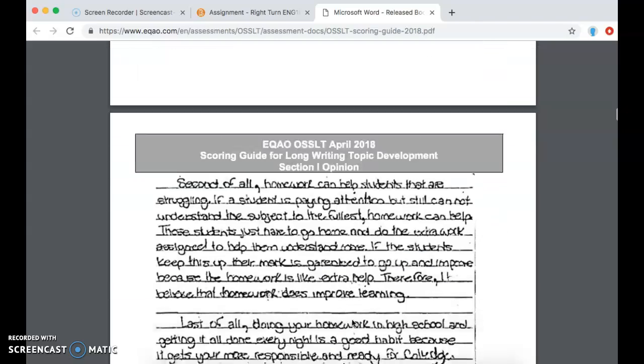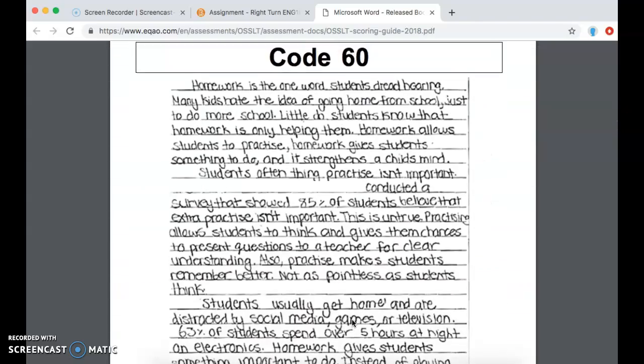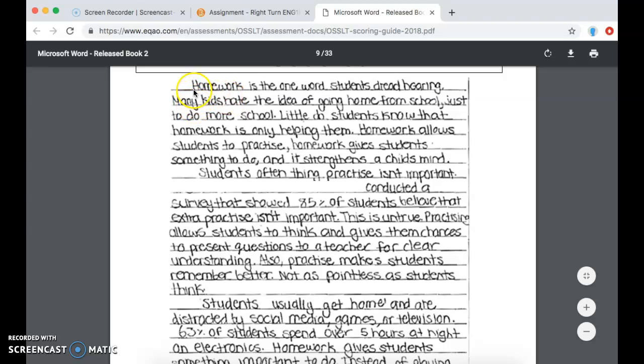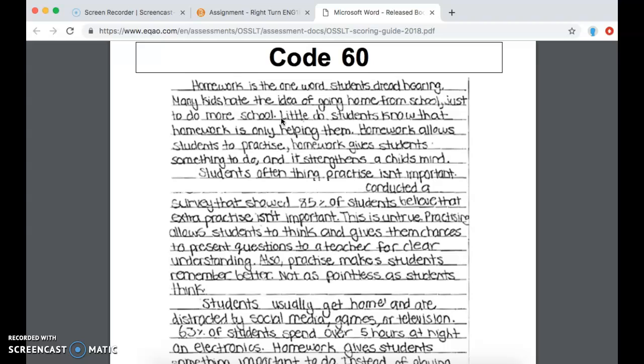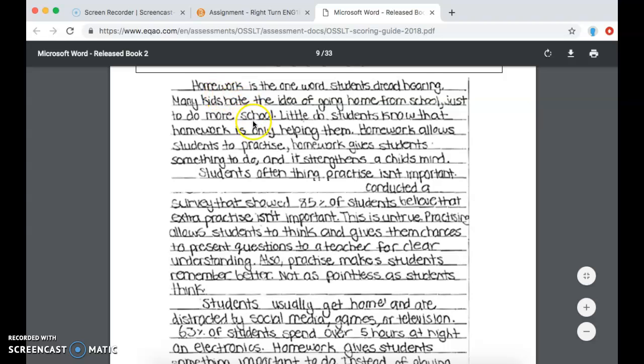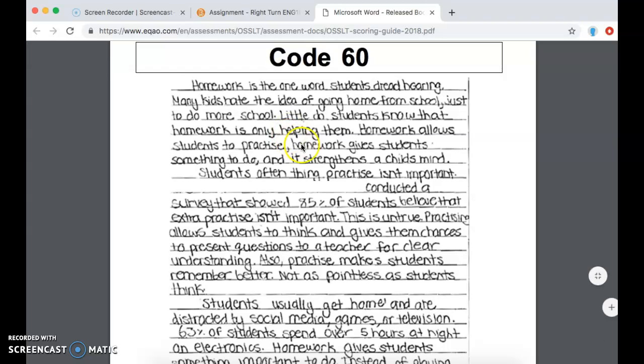When you scroll down to code 60, they've done something similar, but it's a little bit different. So the first paragraph just talks about the topic that they're talking about in this essay, which is obviously about homework and whether or not that's important for students. It's probably something like, should students have to do homework in school? So this person has given a little bit of information just on what homework is and how students feel about it because they don't like hearing the word homework. But then it gives 3 key points on why they think it's important. So they're saying students get to practice, it gives them something to do, so they're not home like bored, idle hands sort of thing, and it strengthens a child's mind.